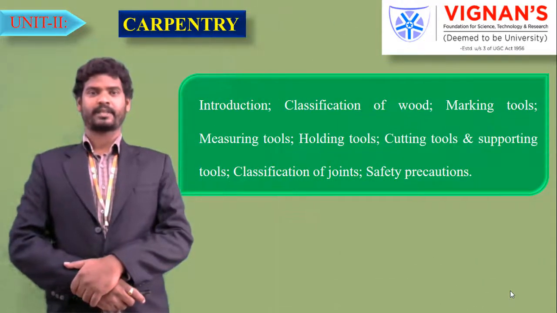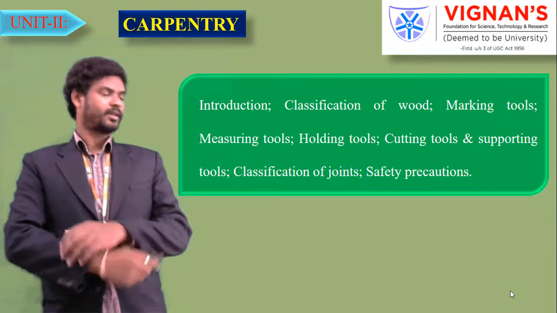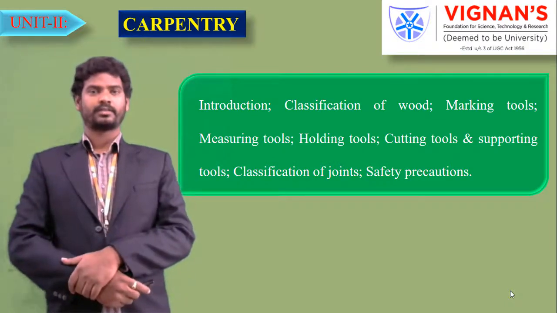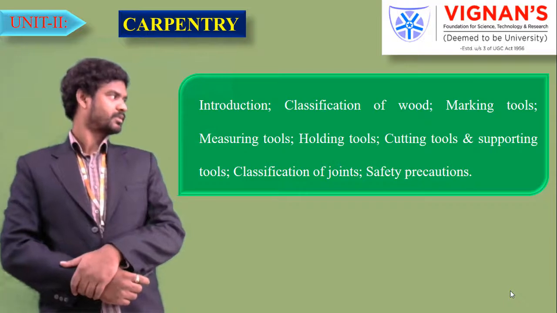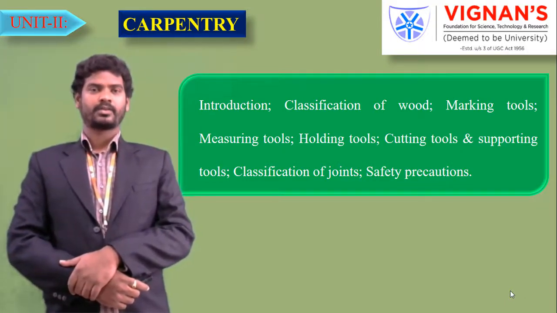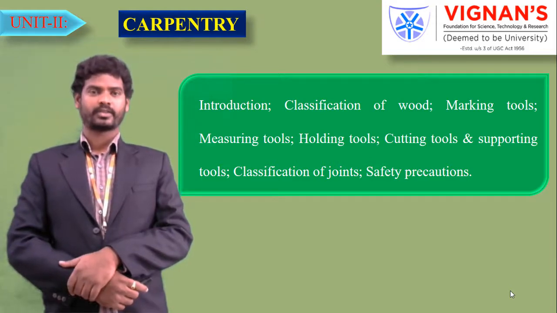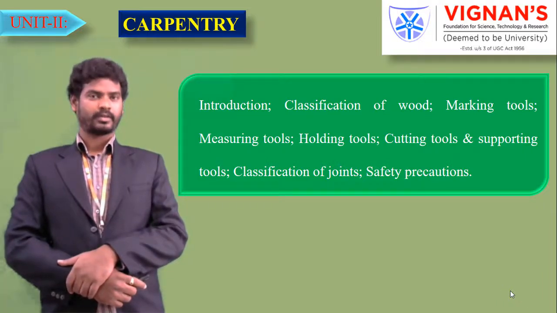Now we are in the second unit. The second unit corresponds to carpentry. The syllabus related to the second unit is introduction, classification of wood, marking tools, measuring tools, holding tools, cutting tools, and supporting tools used in carpentry, classification of different joints, and safety precautions. This is the syllabus related to the second unit.